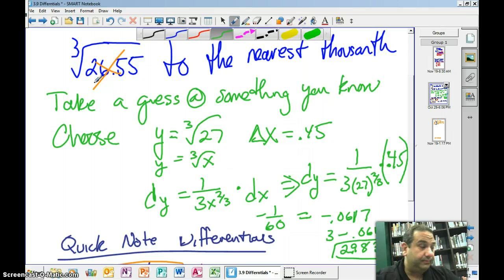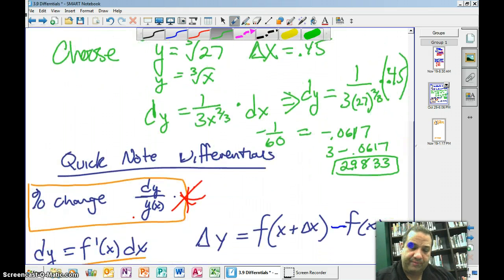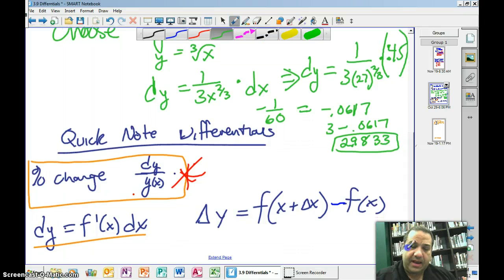That's it. All right. Quick note. I have my quick notes here, and I'm going to add one more. We saw this on the last slide. Now we're going to talk about percent of change, and we're going to do a problem regarding percent of change. So, it's my last problem.